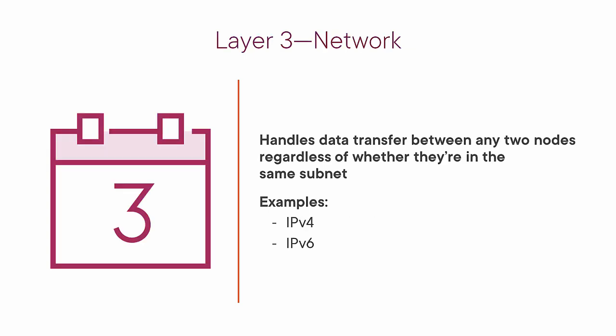Network layer, layer 3. The network layer handles data transfer between any two nodes, whether or not they're in the same subnet. So think back to our example with host A and host B. They're in different subnets, so they cannot communicate at layer 2. They have to communicate using IP. One thing I want to point out here is that IP addresses do not address hosts. They actually address interfaces, just like MAC addresses do.